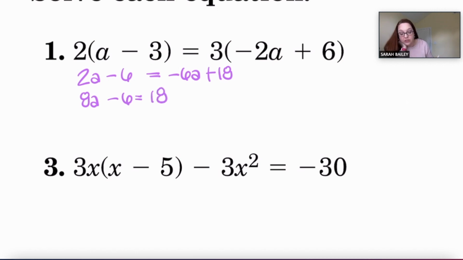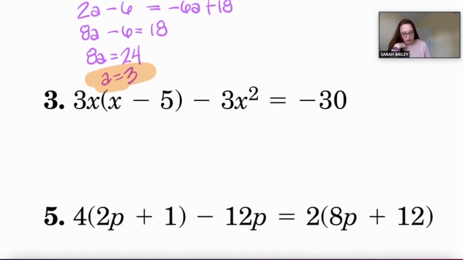Then I'm going to add 6 on both sides. So 18 plus 6 is 24. Divide both sides by 8. 24 divided by 8 is 3. So a would be 3. And that's it. Let's go straight down to problem 3.